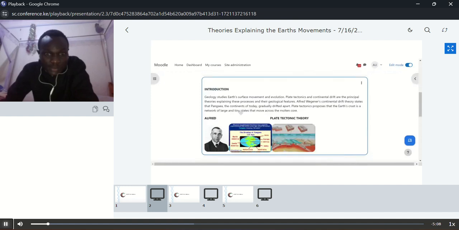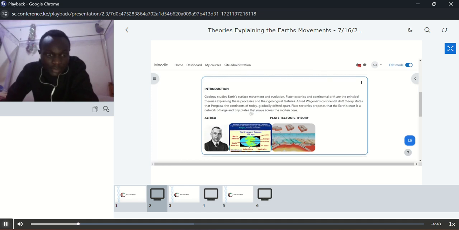Space movement and evolution: plate tectonics and continental drift are the principal theories explaining this process and their geological features. Alfred Wegener's continental drift theory states that Pangaea, the supercontinent of the day, gradually drifted apart, and plate tectonics proposes that the Earth's crust is a network of large and tiny plates that move across the molten core.